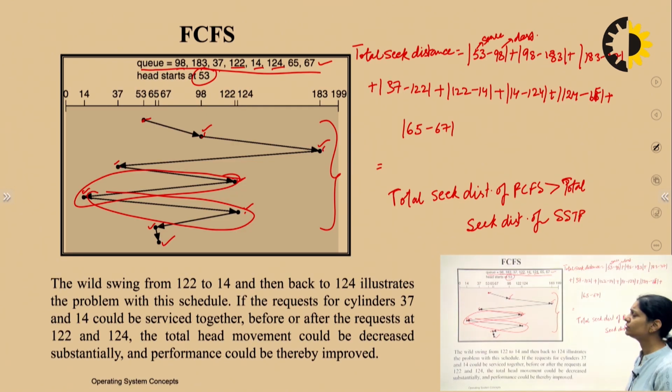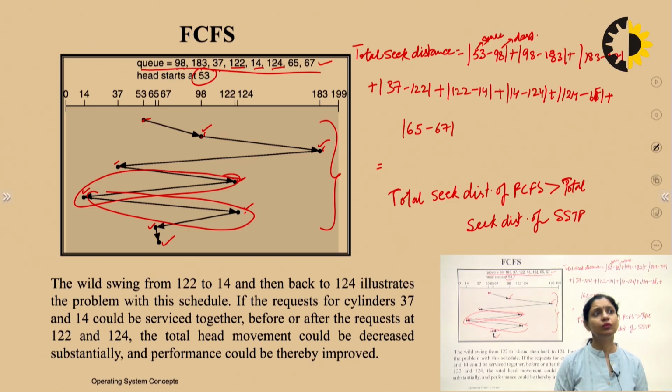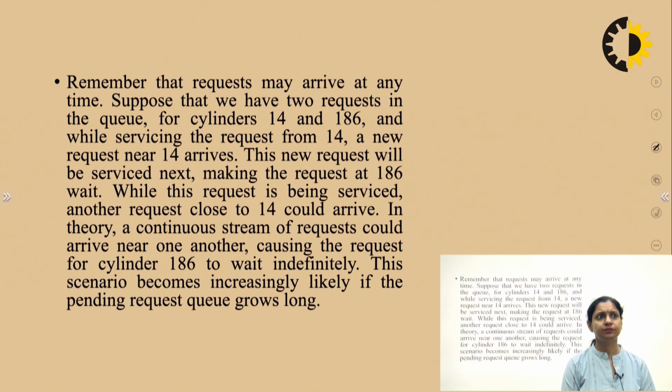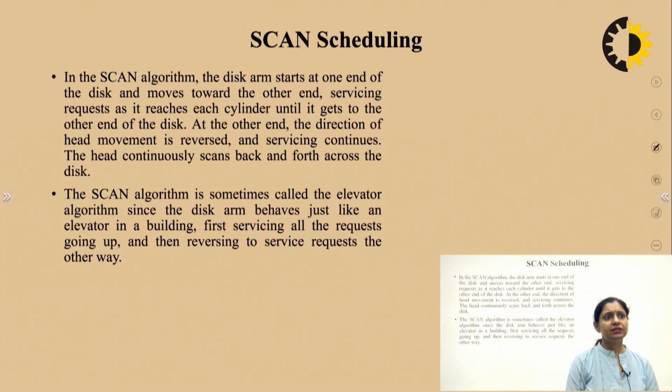So this shows that the head movement is more in the first come first served scheduling than the movement in the SSTF, that is shortest seek time first scheduling. The next scheduling that we have is scan scheduling. Now what happens in the scan scheduling?